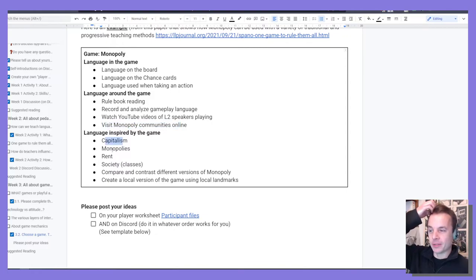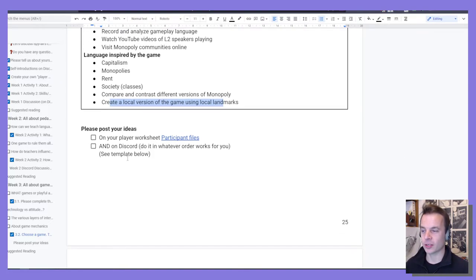We can think about capitalism, monopolies, rent, society. Compare and contrast different versions of Monopoly. Or you can even create a local version. So you can say the Ibaraki version, which is where I live, the Ibaraki version of Monopoly. What landmarks would you choose to be on the board? The Tokyo version of Monopoly. There probably is a Tokyo version, you know. What exists on there. So you can learn about the culture through the game itself.